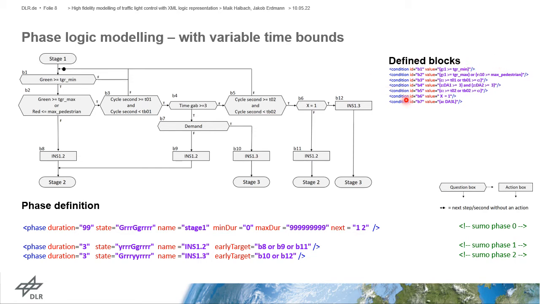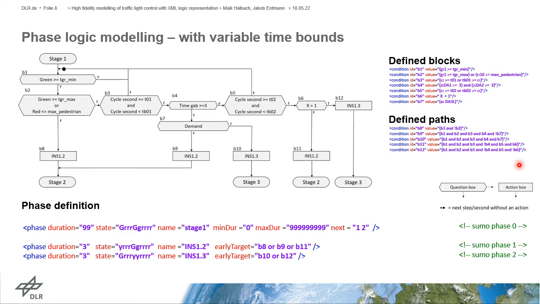First we have to define every question block from the phase logic in a condition, so block B1 up to block B7, which you could see here. Then we define the path through the logic to each action block which accesses an interstage. In this case, the path to the block B8 and the interstage 1.2 is that B1 has to be true and B2 has to be false. And then we have the path to the action block, and the same principle we do also to all the other interstage action blocks. Then let's have a look in the XML file.